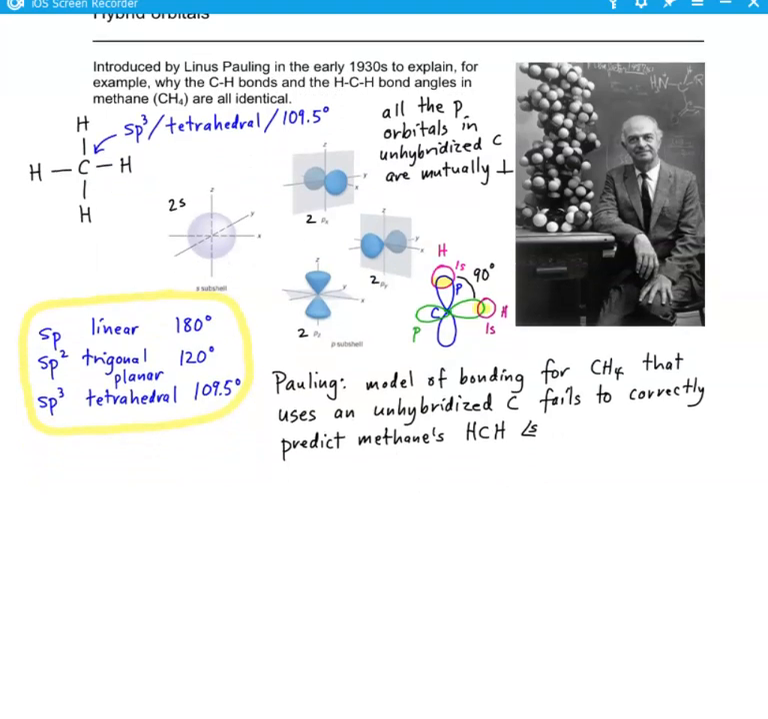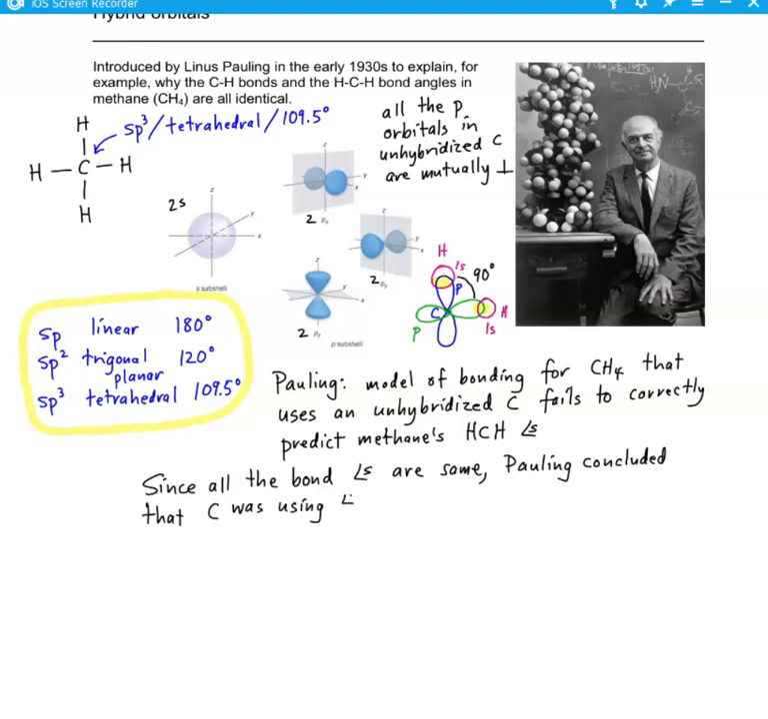Pauling further noted that because we know from experiment that all the bond angles are the same, that suggested to him that the carbon is using 4 identical orbitals to form the bonds to the hydrogen. So since all the bond angles are the same, Pauling's conclusion was that the carbon was using 4, or I guess it still is. Methane is still a thing. Carbon is using 4 identical orbitals to form its bonds to the hydrogens.